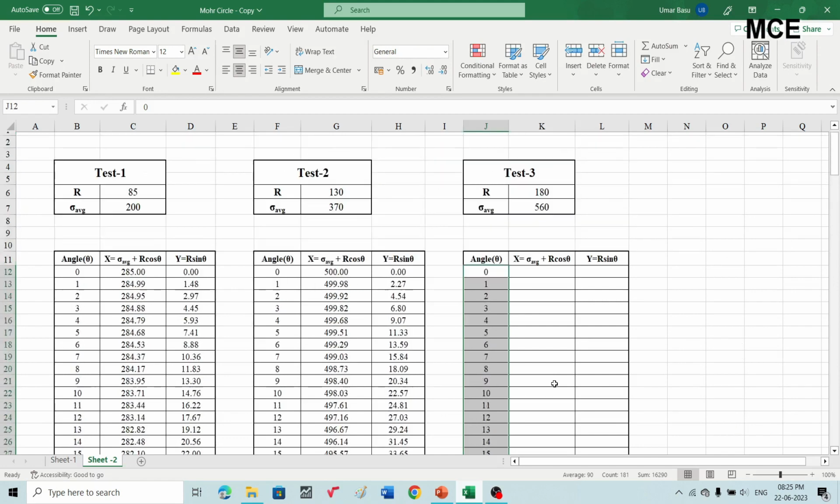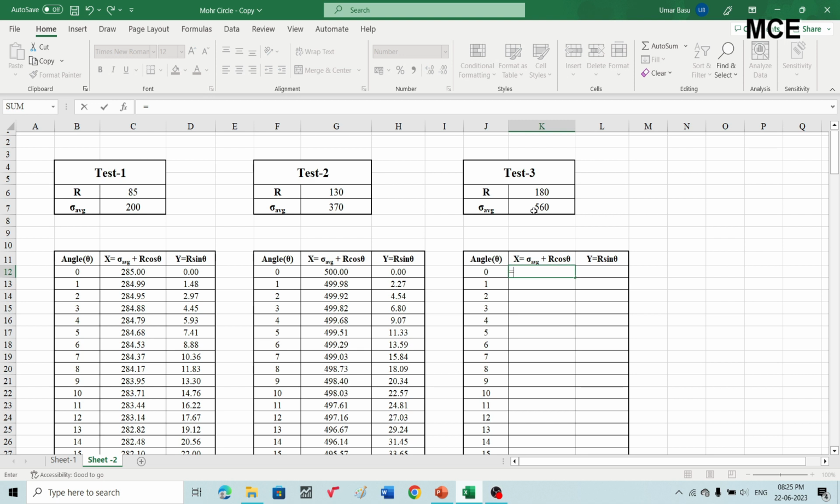Then for the y coordinate, you will select the first row, write equal sign, select sigma average for test 3, then press F4 on your keyboard, then plus sign, then you will select the radius for test 3, again press F4, then multiplication sign, write cos, then bracket, radians, then select the first angle whose row number is J12, so write J12, close the bracket and press enter, and you will get the x coordinate for first angle for test 3.